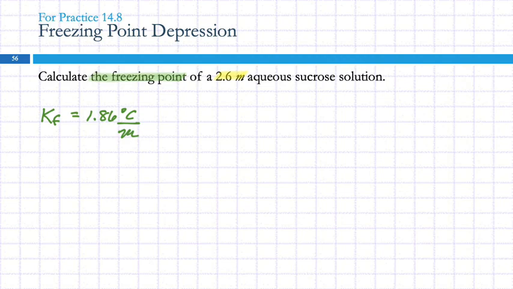So we had that equation. The freezing point depression is equal to the molality times the freezing point depression constant. Well, they gave us the molality. Yay! 2.6 molal. And we looked up the constant, 1.86 degrees Celsius per molal.